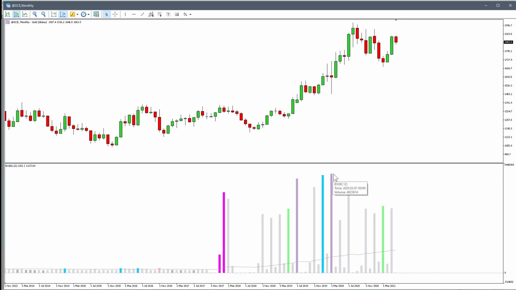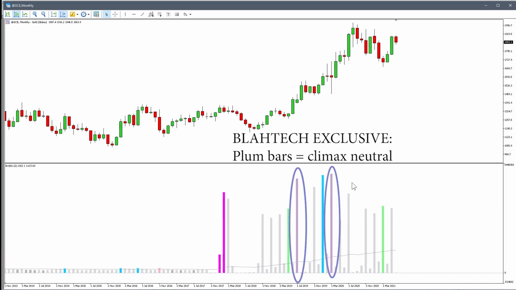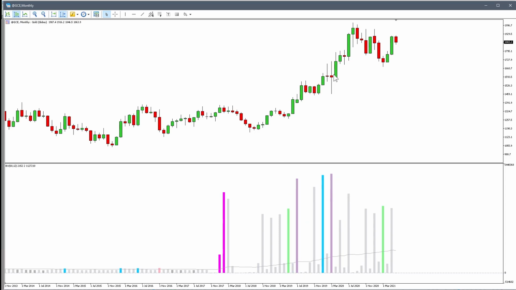Then we have the new Blahtech exclusive condition. We added this plum color, and we're calling it Climax Neutral. It means there's a lot of volume without a clear direction. Usually this is accompanied by a neutral candle, like you can see here, with large wicks on both sides, also known as the doji star.